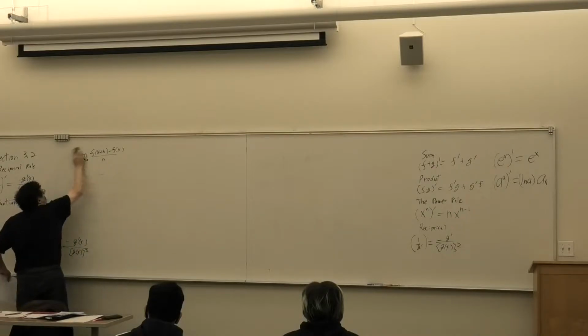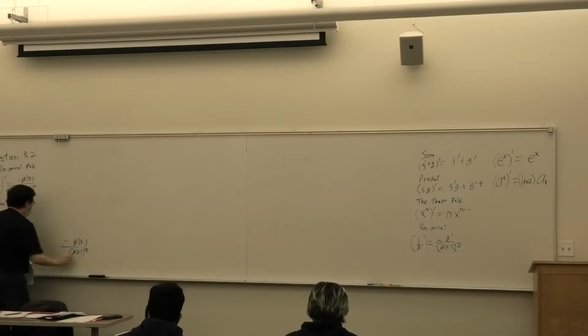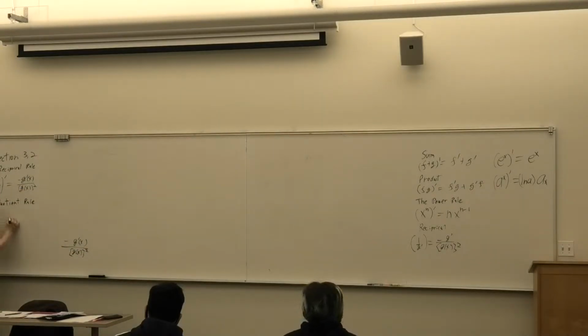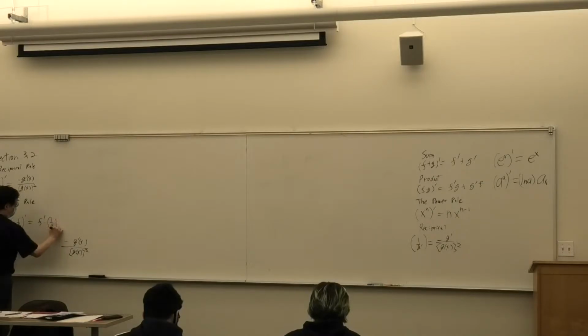turns out we don't have to go back to the definition of the derivative, because this is just the derivative of f times 1 over g. And we can use the product rule, right? It says this is the derivative of f times 1 over g plus the derivative of 1 over g times f. Well, we know the derivative of 1 over g.